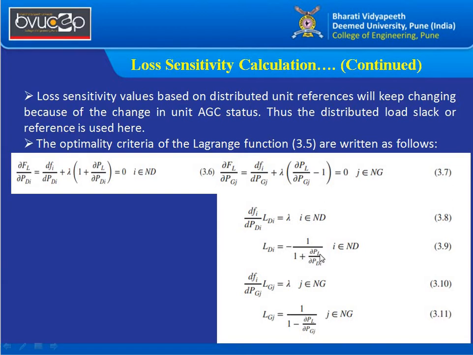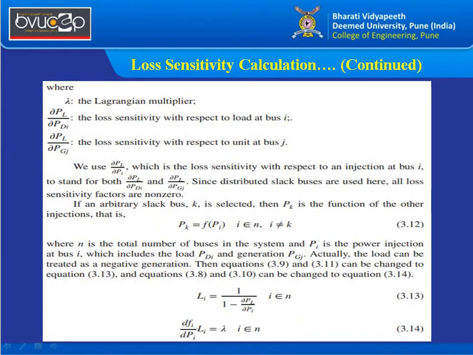So this LDi value can be calculated by simplifying these equations. We are rearranging the terms: if you see equation 3.8, this is the Lagrange's multiplier, and in equation 3.9 we have the equation for LDi. We rearrange, and then we get the equations for LDi and LGi. So these two terms are very important for the calculation on the load and the generator side, sorry.